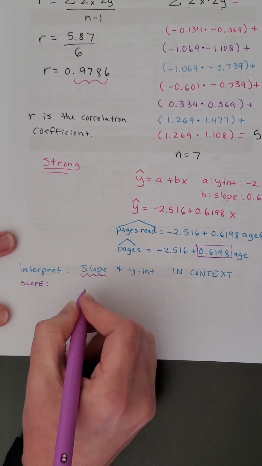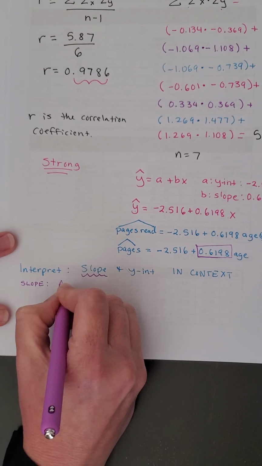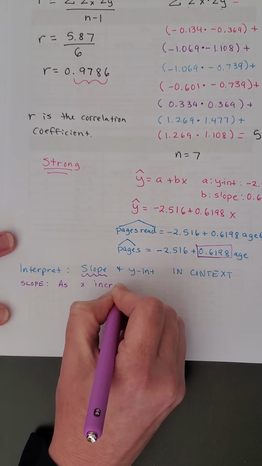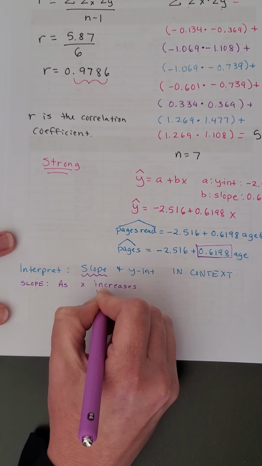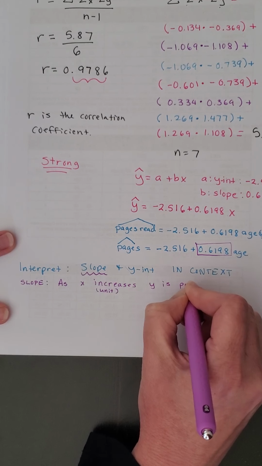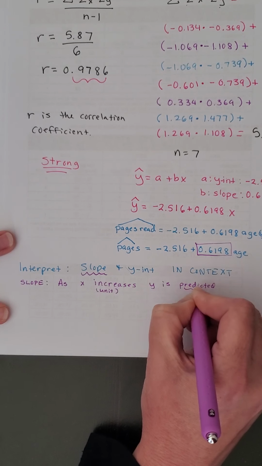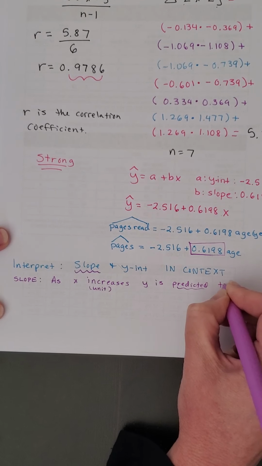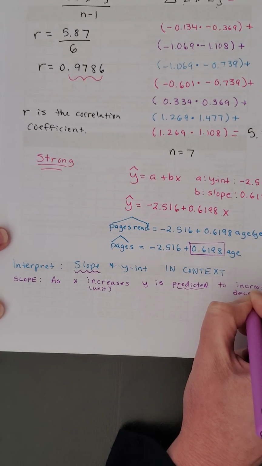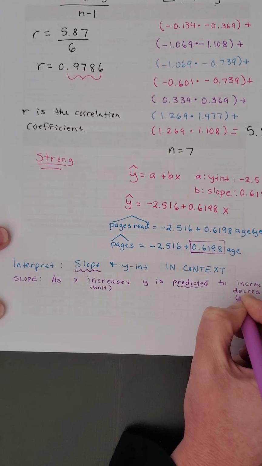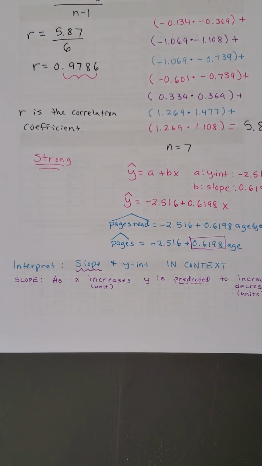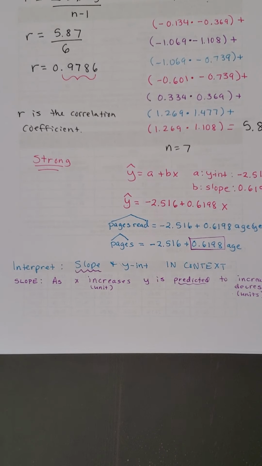So the slope, we will say it in context as x increases, don't forget units, y is predicted. You must use this word, predicted or expected, and then you can either say increase or decrease, and then use units. So this is a generic description. Now we're going to fill it in based off of our context.